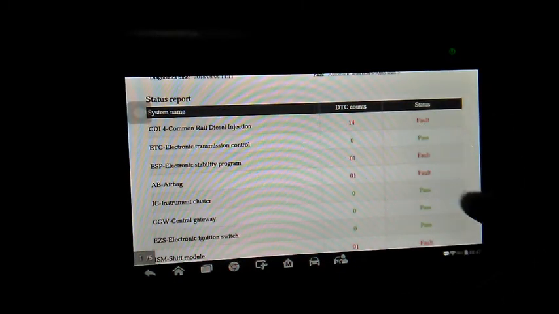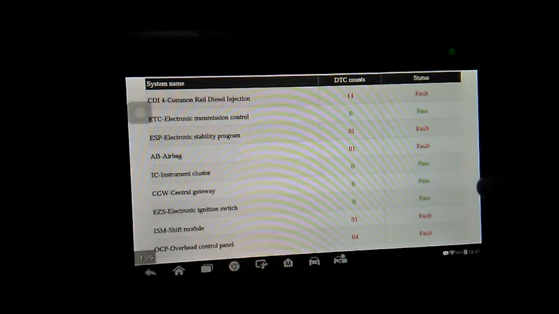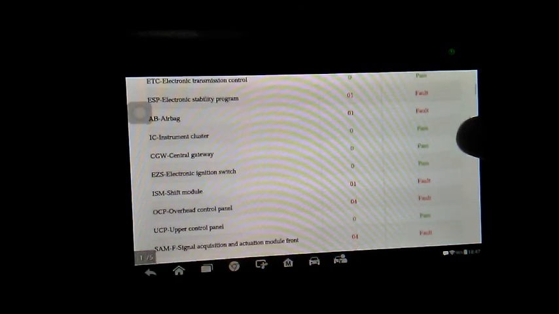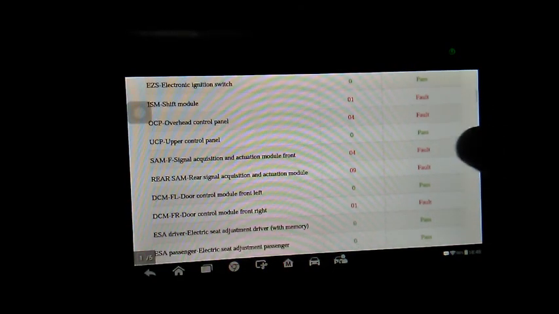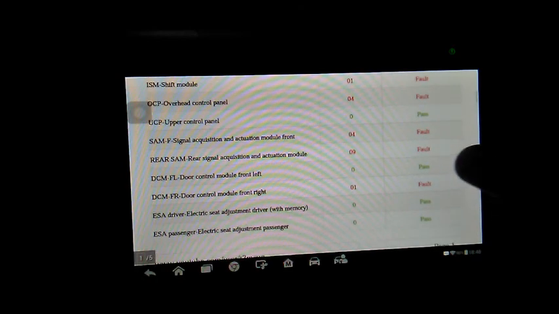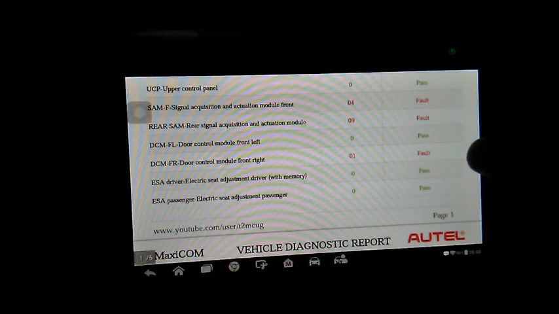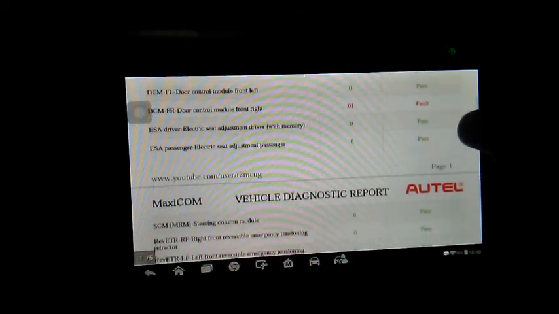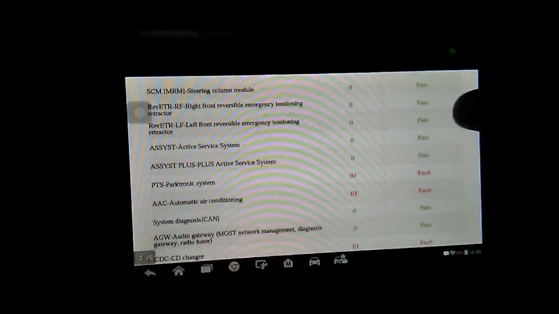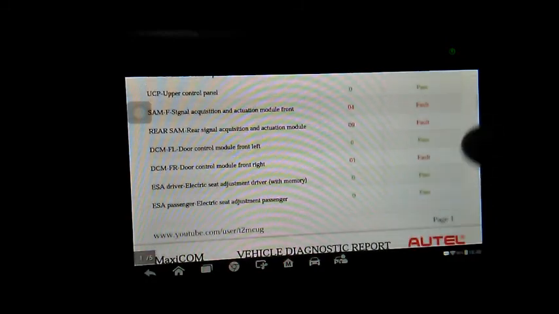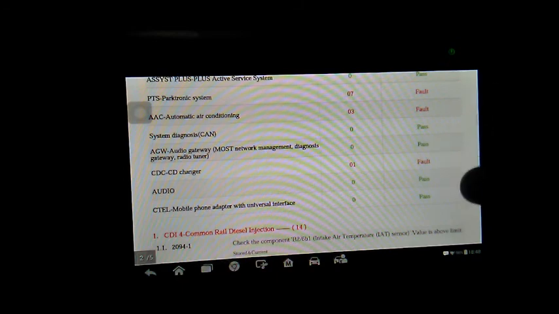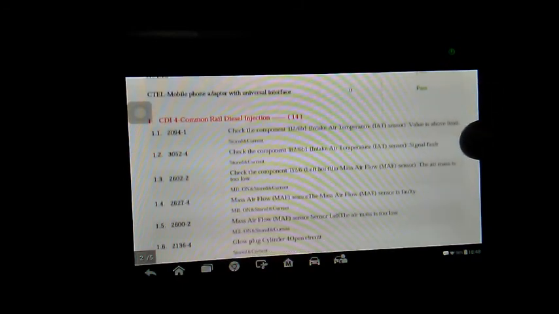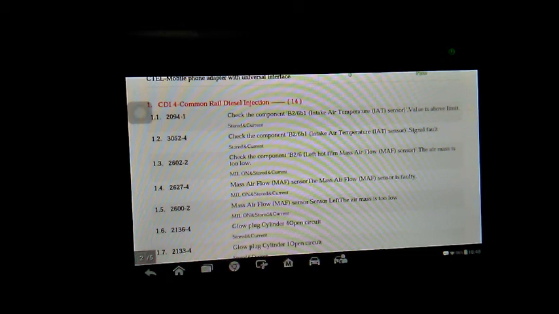As you can see, there are faults in the common rail diesel system, ESP, airbag, the ISM shift module, overhead control panel, front SAM, rear SAM, the front right door, that is the driver's door, and the Parktronic system. All these are different modules. And there was one in the CD changer. And then these are the actual fault codes.